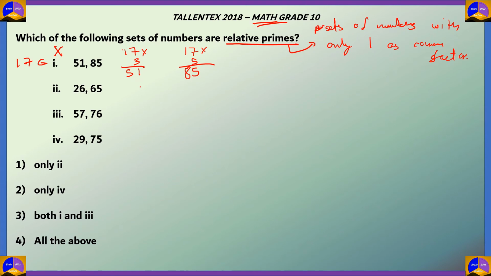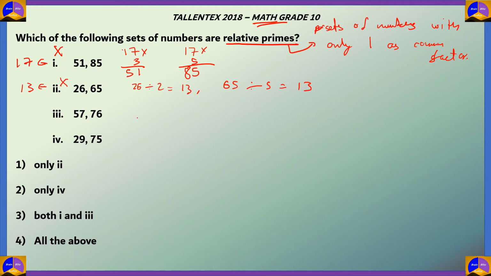Now, what about set 2? 26 and 65. 26 divided by 2 gives you 13. 65 divided by 5 gives you 13. So 13 here is a common factor. That means set 2 is also not a relative prime set.